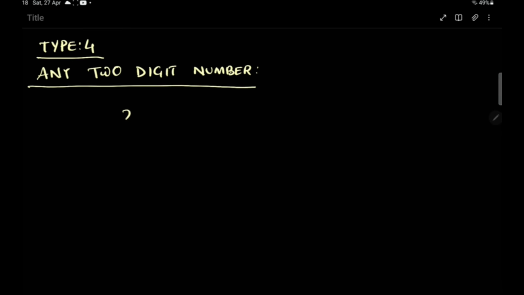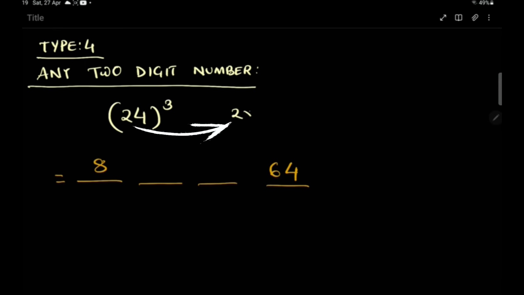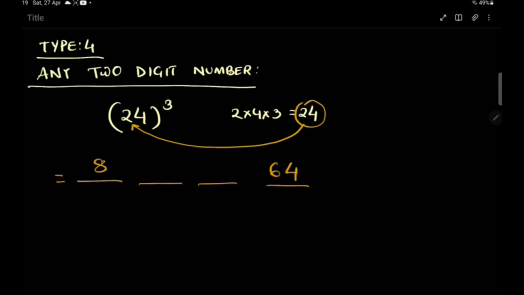For example, 24 cube. We can write the answer like this, and as we know, 2 cube is 8, 4 cube is 64. Now let us multiply 2 into 4 into 3, that is 2 into 4 is 8 into 3 is 24, and with this number multiply with this digit, that is 24 into 2 is 48, and with this number multiply this digit 4, and 24 into 4 is 96.